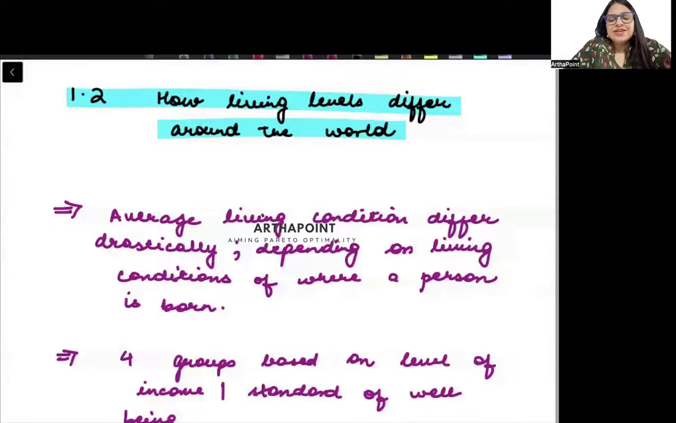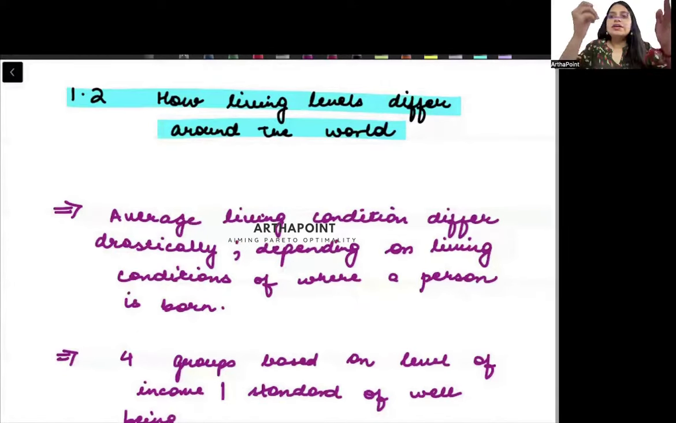Hello, beta. Let us start with 1.2 of Todaro and Smith. In this part, we will go ahead and discuss how living levels differ around the world. अब ध्यान से समझो. पहले let's take a summary of it, then we will read it out.